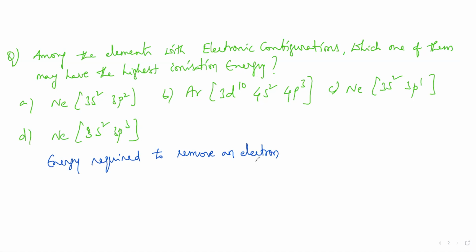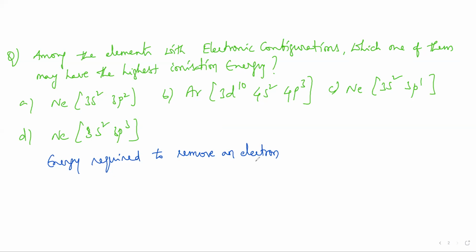Now, among those given options, which has the highest ionization energy? So what can we say there? I think argon. Which option do you tell? Option B, sir. Why is it so? Why are you saying that? In that we have so many electrons, sir. So we can easily remove them.